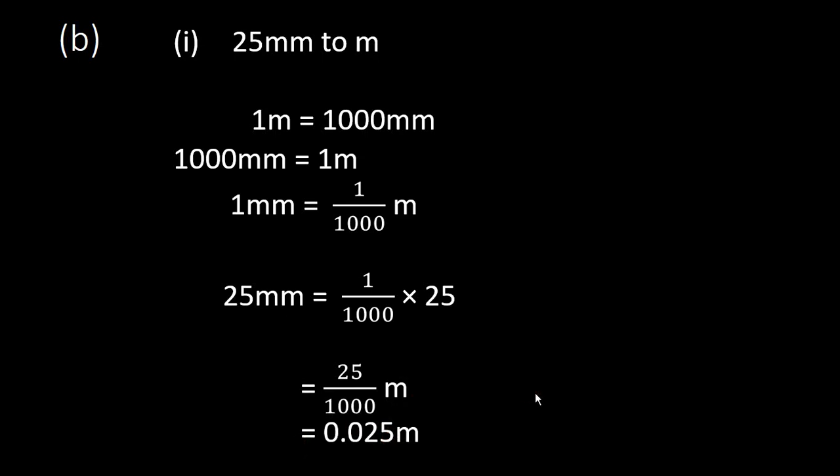Now let us see the second part. Now 50 centimeters to meters. Still we are converting a small unit to a big unit. So first of all, we know that 1 meter is equal to 100 centimeters. After knowing that, I can also say that 100 centimeters is equal to 1 meter.